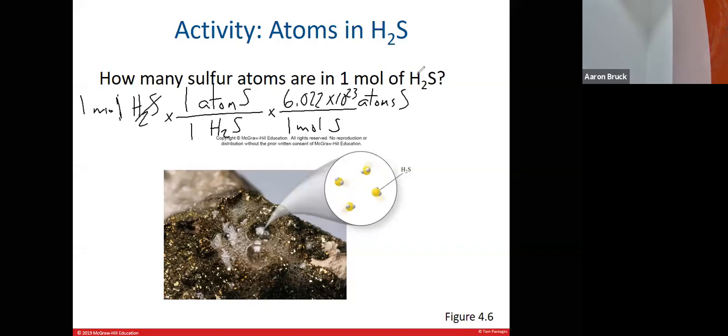So my H2S's cancel, my moles of S cancel. I'm left with just atoms of sulfur. I do the calculations here. 1 times Avogadro's number divided by 1 will be Avogadro's number, 6.022 times 10 to the 23rd sulfur atoms.